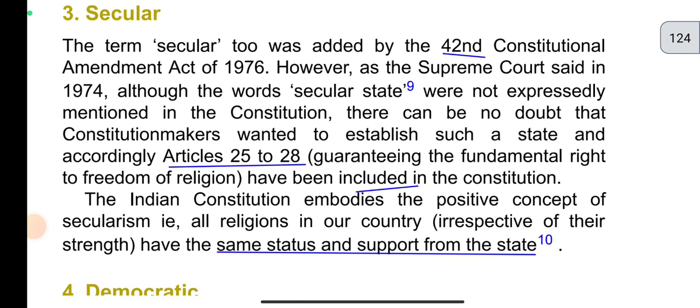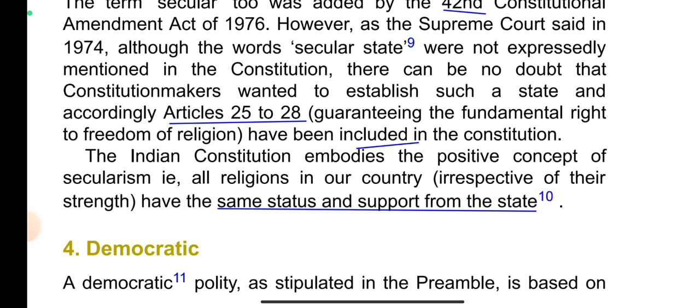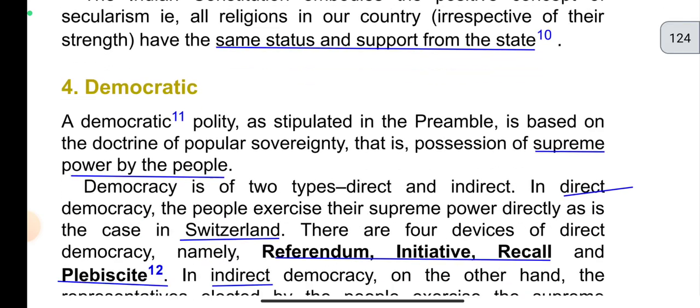The term secular too was added by the 42nd Constitutional Amendment Act of 1976. However, as the Supreme Court said in 1974, although the word secular state was not explicitly mentioned in the Constitution, there can be no doubt that the constitution makers wanted to establish such a state, and accordingly Articles 25 to 28 guaranteeing the fundamental right to freedom of religion have been included. The Indian Constitution embodies the positive concept of secularism, that is, all religions in our country, irrespective of their strength, have the same status and support from the state.